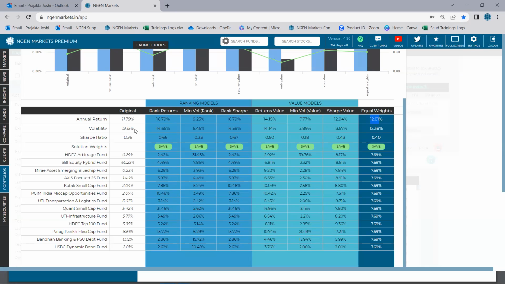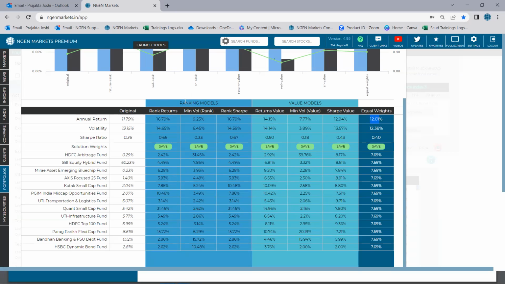On the other hand, the volatility has at least reduced by 1%, which is definitely a reduction. The Sharpe ratio is also definitely improved. So what we can see is, if we even go ahead and mindlessly invest equally in each of the components in the portfolio, it still gives a better return as compared to the original portfolio.